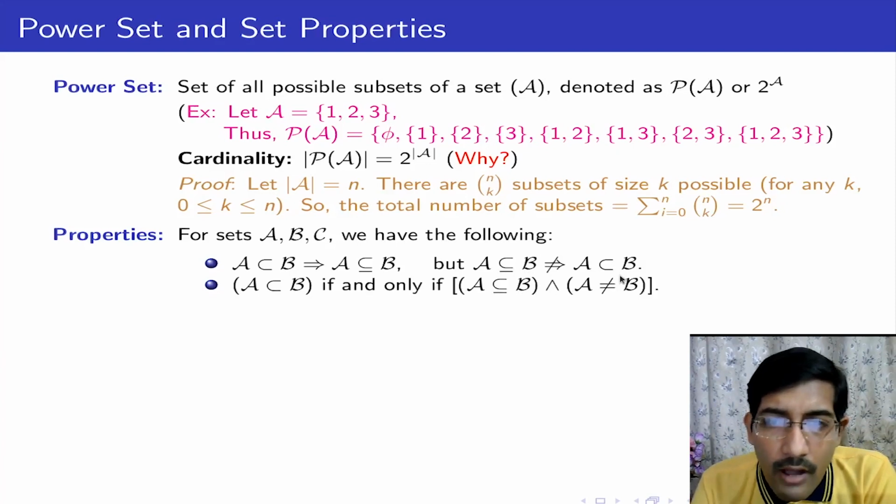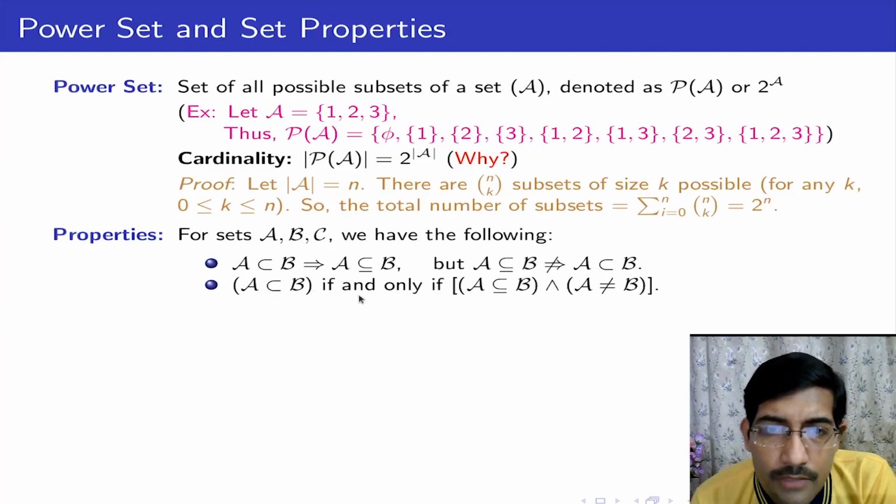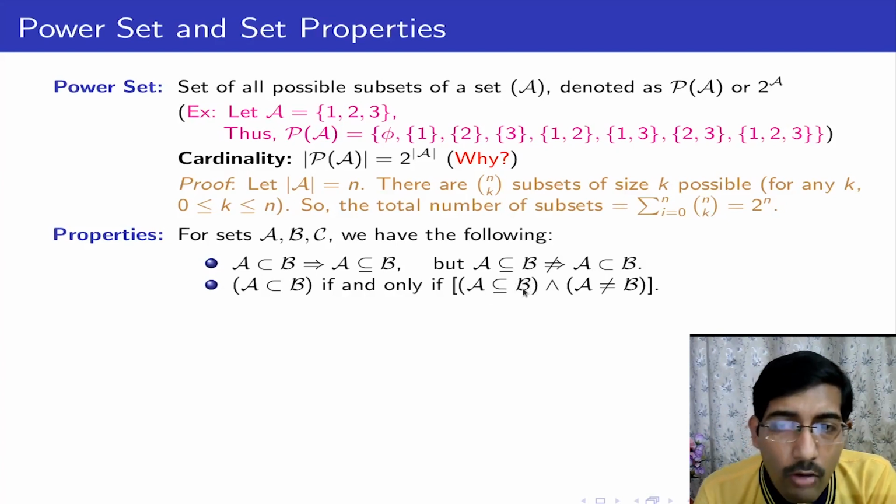Similarly, we have other formulas also: A is a proper subset of B if and only if A is a subset of B and A is not equal to B. So A is a subset of B and A is not equal to B eliminates the possibility that these two sets are equal. But since it's a subset, if they are not equal, then B must have one or more elements extra than A, plus all the elements that are there in A. So definitely A is a proper subset of B.